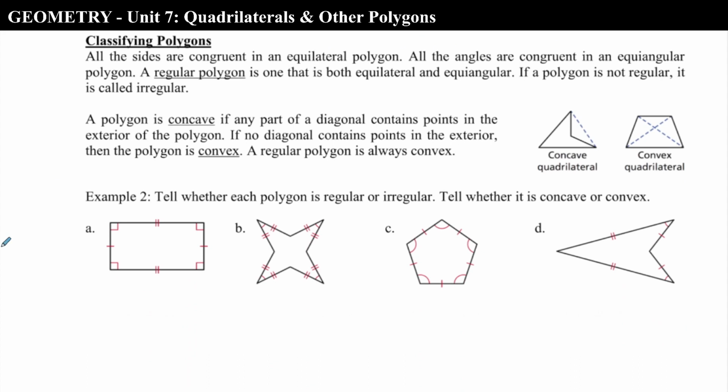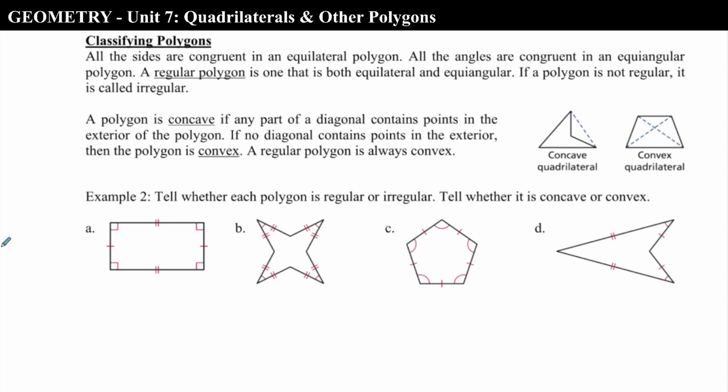All right, let's move on to classifying polygons. All the sides are congruent in an equilateral polygon. Just kind of like you had an equilateral triangle, all three sides were congruent. If all the sides of a polygon are congruent, you have an equilateral polygon.